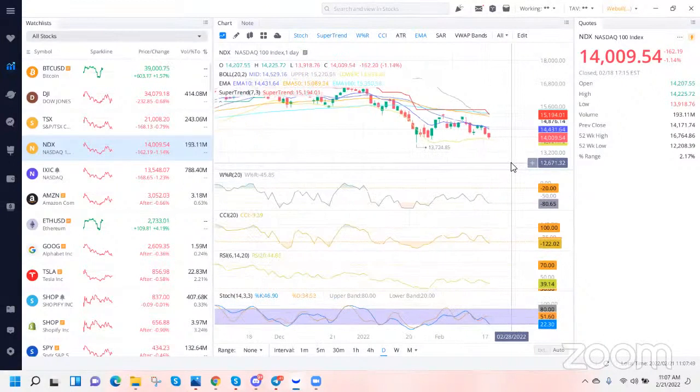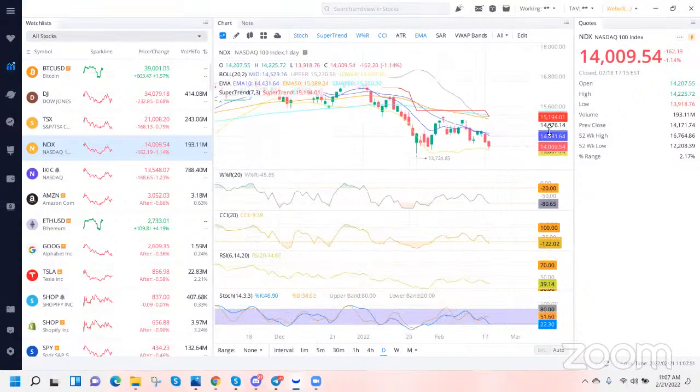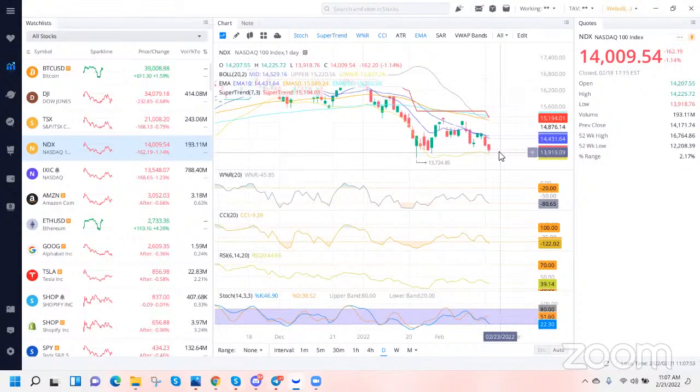So starting with NDX, as we can see on the daily chart, the last two sessions have been red days and the indicators are downward. Look at Williams-R, CCI, RSI. All three indicators are downward. One stochastic indicator has not reached the oversold region, but is still downward.